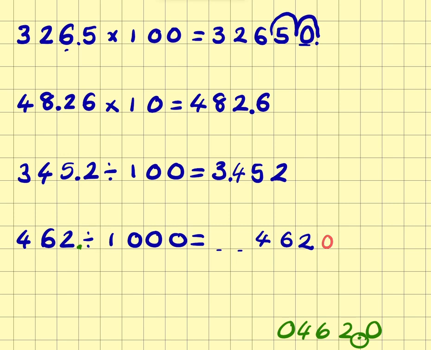So we know that we need to jump the other way. So let's do that. So 1, 2, 3. So that shows me that my decimal point needs to go here. But we also know that if we haven't got anything in the ones column, we do write a 0. So it would be 0.462.